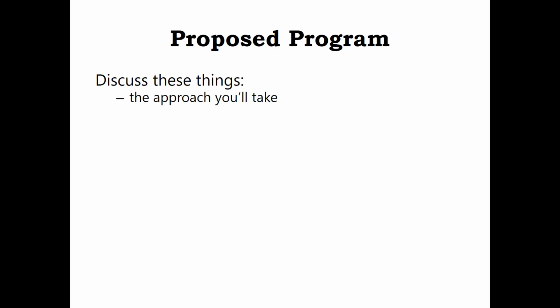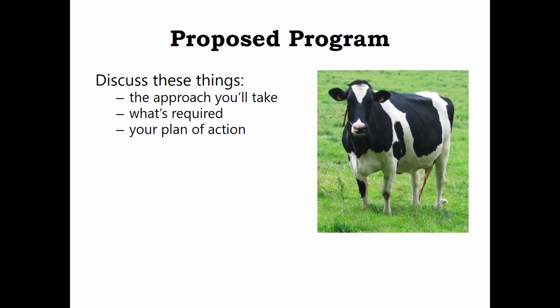When you're writing a proposed program, you want to talk about a couple of things. You want to talk about the approach you'll take, what is required, your plan of action. How much information you give here will depend tremendously on whether you're getting paid or not. For example, look at this regal beast. What is this thing? Well, it's a cow. Yes, okay, it's a cow.